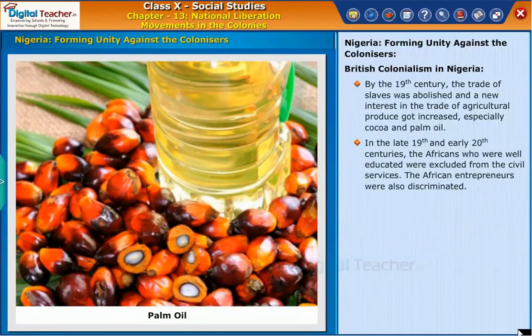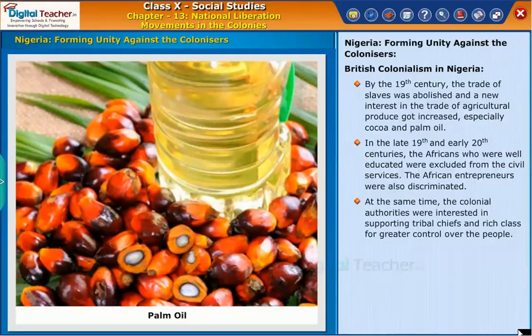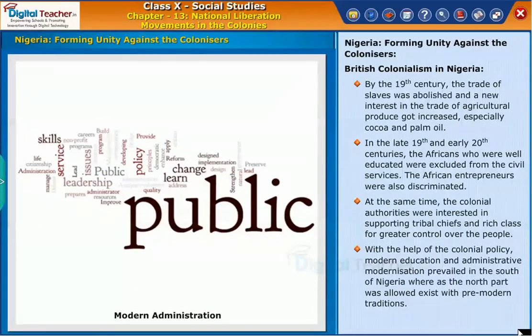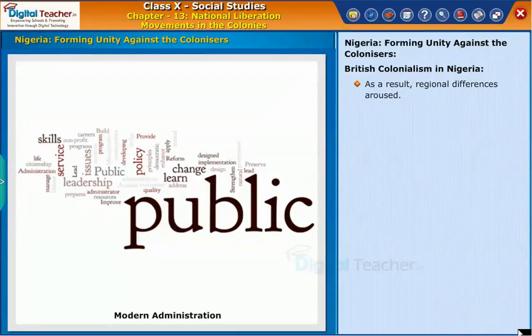In the late 19th and early 20th centuries, well-educated Africans were excluded from the civil services. African entrepreneurs were also discriminated against. At the same time, the colonial authorities were interested in supporting tribal chiefs and the rich class for greater control over the people. With the help of the colonial policy, modern education and administrative modernization prevailed in the south of Nigeria, whereas the north was allowed to exist with pre-modern traditions. As a result, regional differences arose.